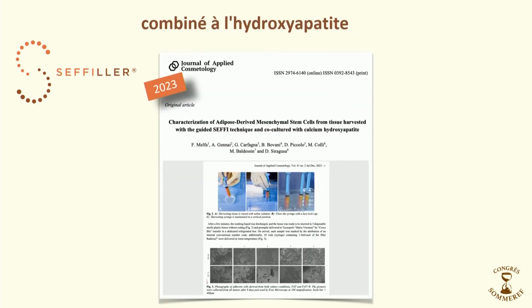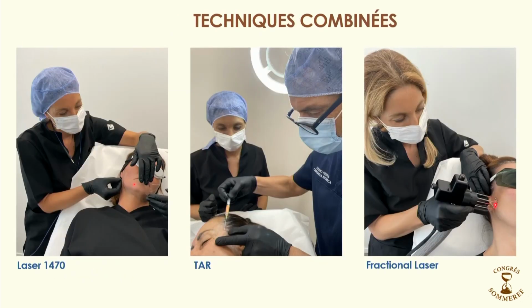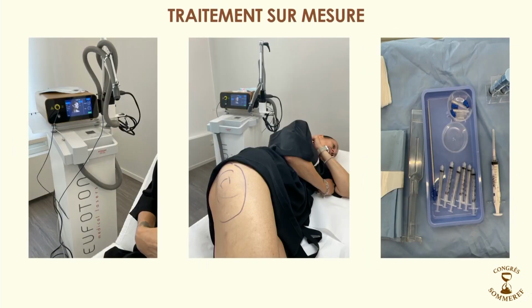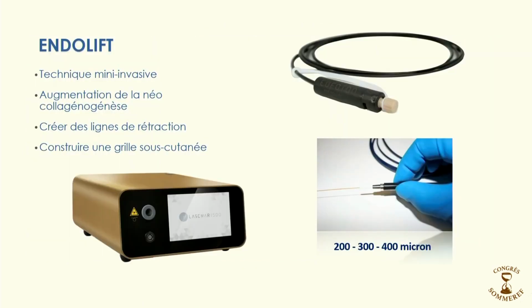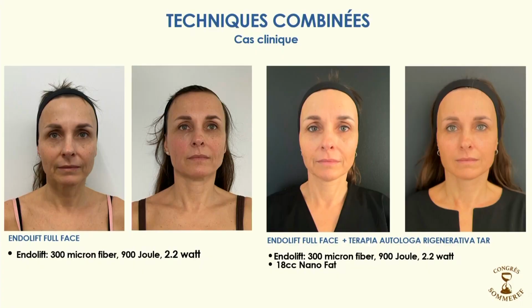This is a young patient treated with the combination of regenerative medicine and hydroxyapatite. This is a combined technique with laser, treated before with laser. With the Endolift to tighten the sagging skin, then the patient was injected with the autologous regenerative therapy, 9 cc per side. This is before and after treatment.